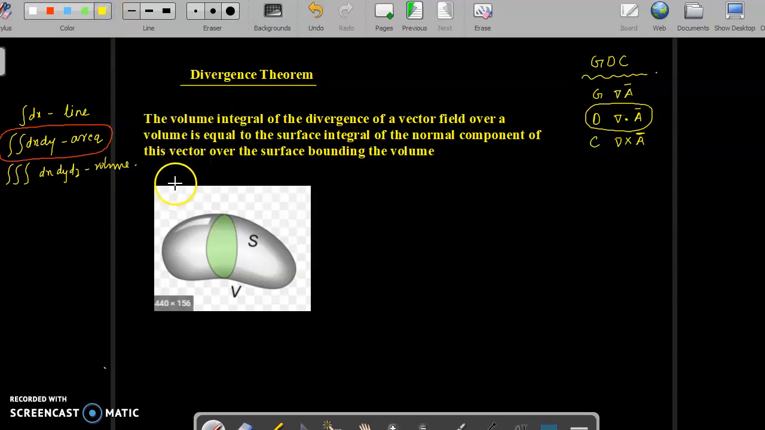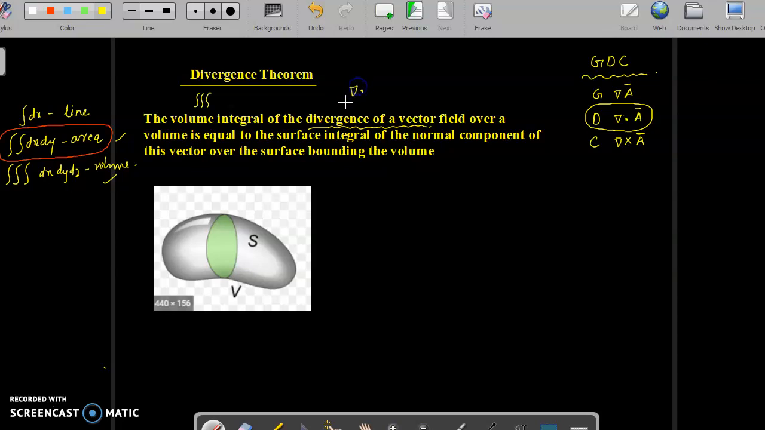So this is a very important theorem in electromagnetics. This theorem is proposed by Gauss. It states that the volume integral, that means it's a triple integral. So a double integral is a surface integral and a triple integral is a volume integral. The volume integral of the divergence of a vector field. The divergence of the vector field gives you a clear idea about whether the field is sinking or sourcing.